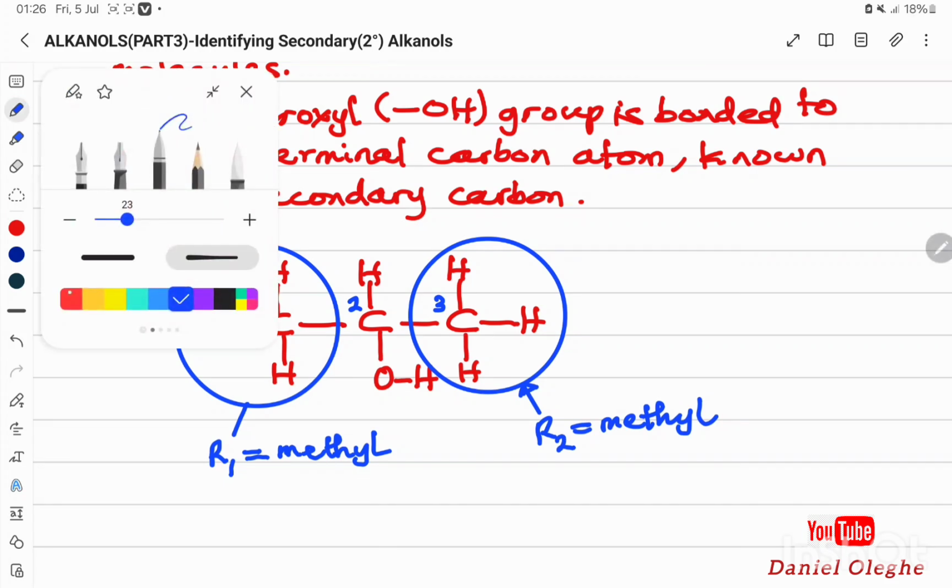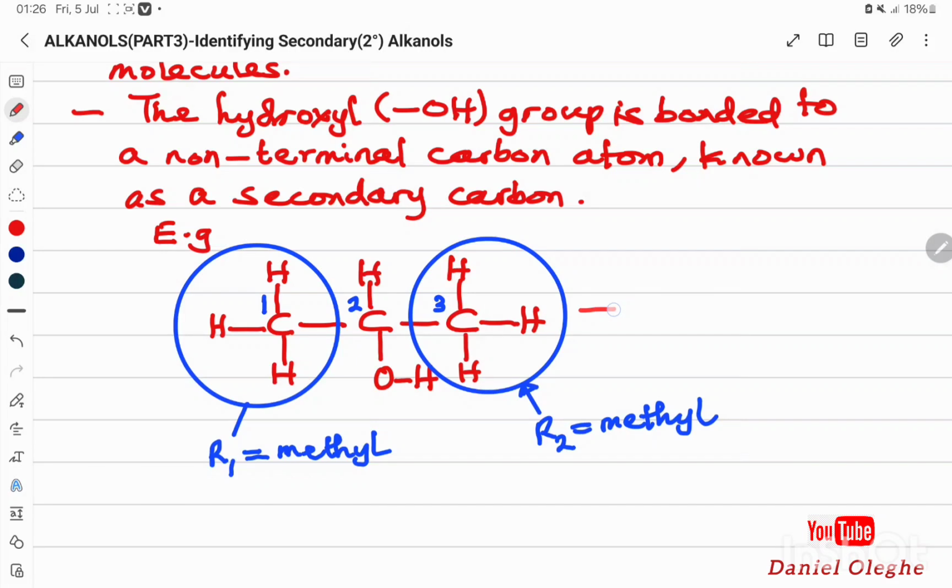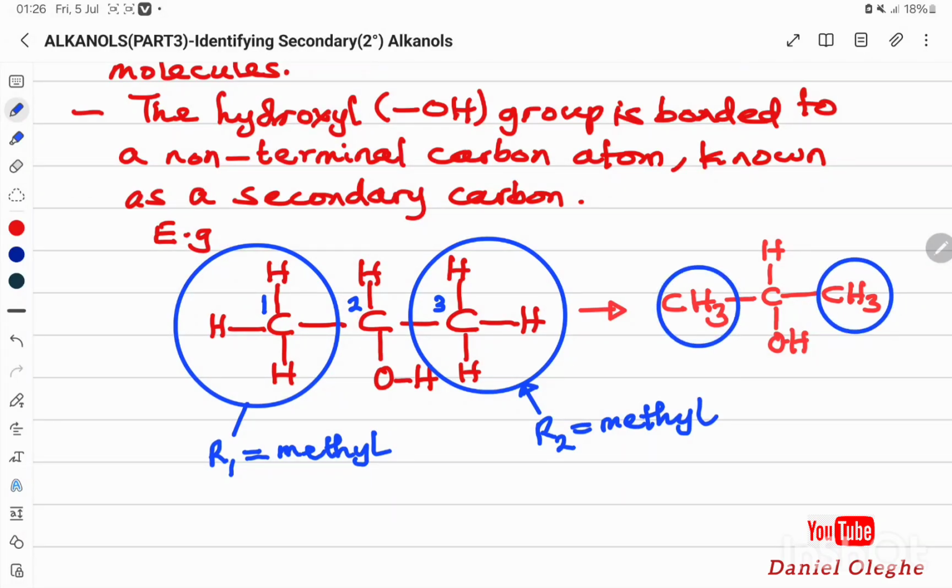I can also represent the molecular structure as follows: CH3, CH, and CH3. These are the alkyl groups. The CH3 groups are the methyl groups. They are the 2 alkyl groups attached to the non-terminal carbon that bears the hydroxy group. So this is just to illustrate a secondary alkanol.